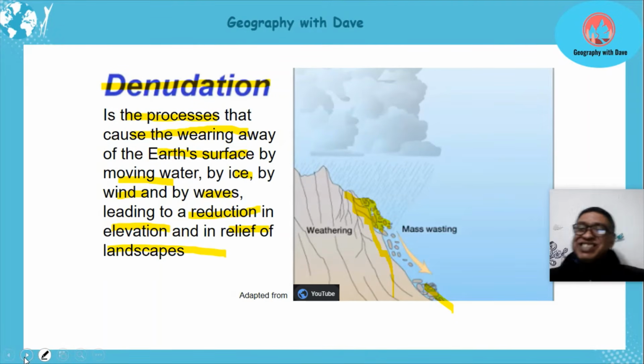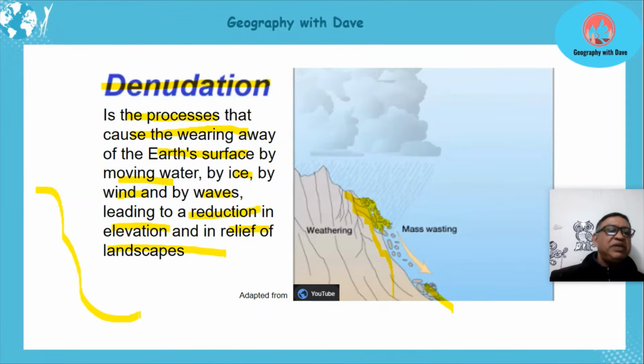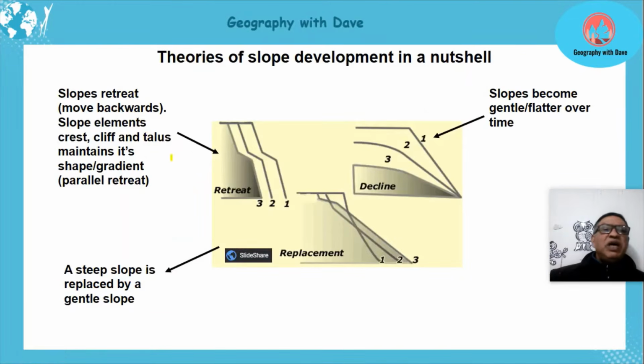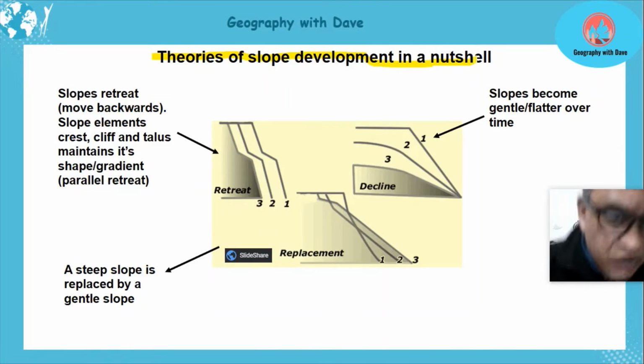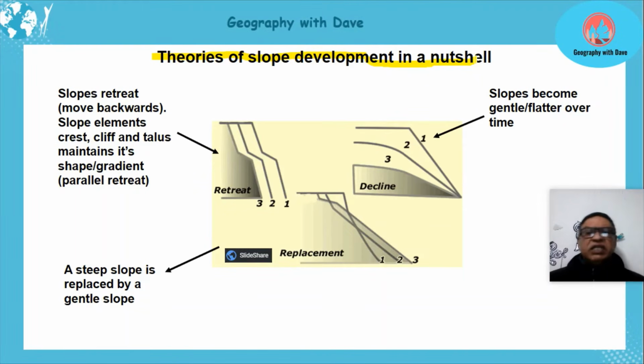So what this actually tells us also is that we need to have our knowledge of slope elements that you've done before this lesson in order to understand. And you know your slope elements, crest, cliff, talus, and pediment. Okay, if you remember that. All right, you should actually remember that. All right, so let's look at the theories of slope development. I'm calling it slope development in a nutshell. Okay, there's various ways of looking at it, but let's look at this in a nutshell.